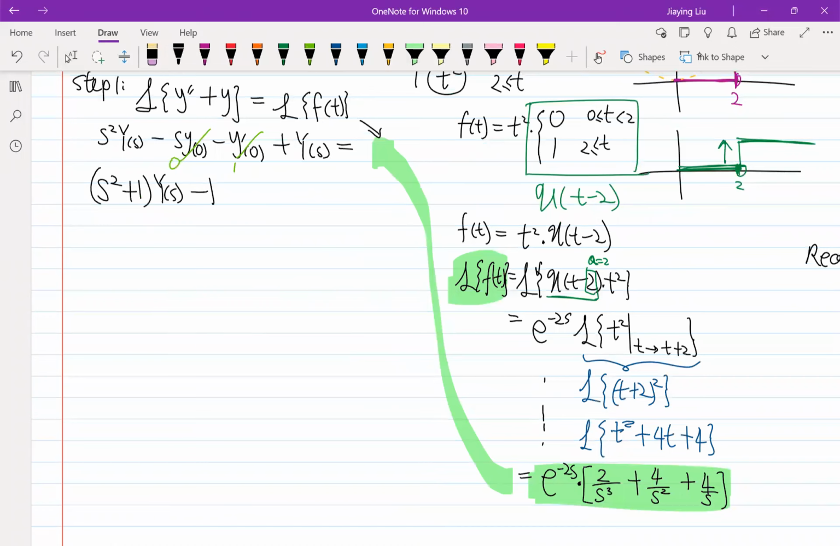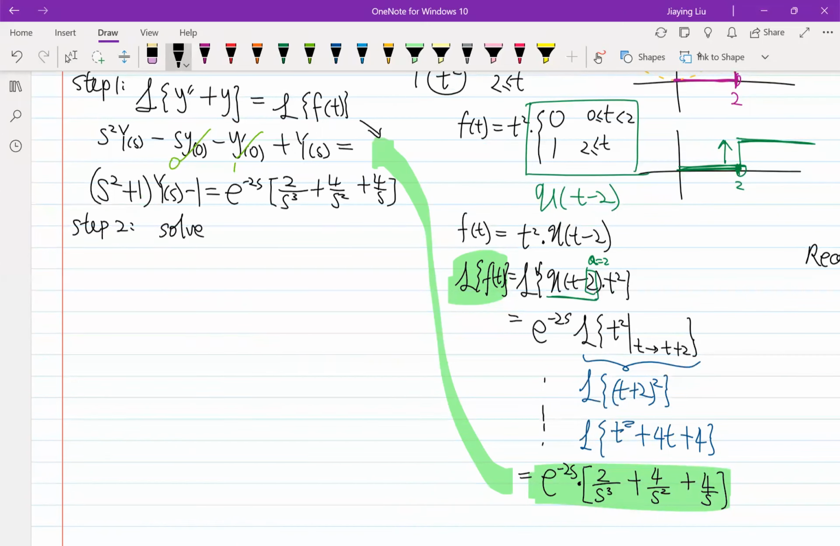So now what do we have? Going back to the left-hand side, we had this part. And on the right-hand side, we just found, by doing this extensive work, e to the negative 2s times the bracket 2 over s cubed plus 4 over s squared plus 4 over s. And if you look at it, we end up with this equation, where we have Y of s. So we can move on to step 2.